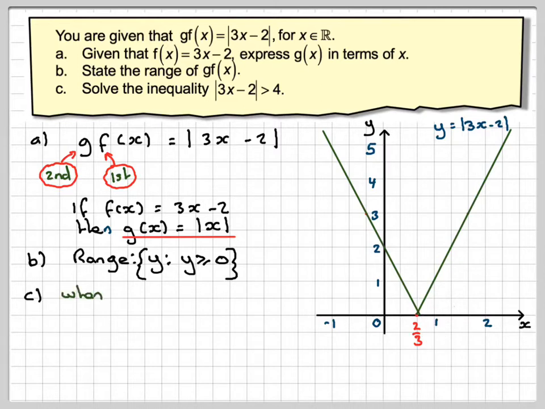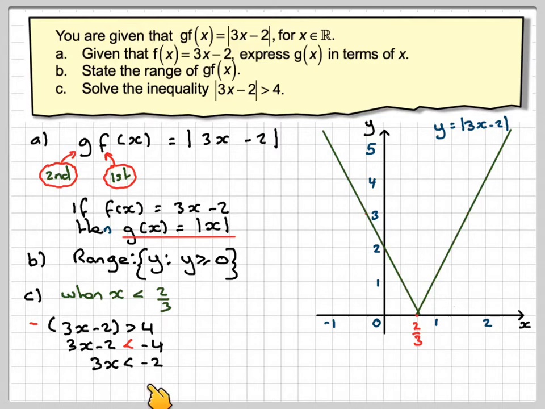Right, to solve the inequality, we've got this critical value of 2/3. If we solve it for x less than 2/3, then we need to solve minus (3x minus 2) is greater than 4. If we take the minus sign to the other side, we must remember to reverse the inequality sign. Then if we add 2, we get 3x is less than minus 2, and x is less than minus 2/3.